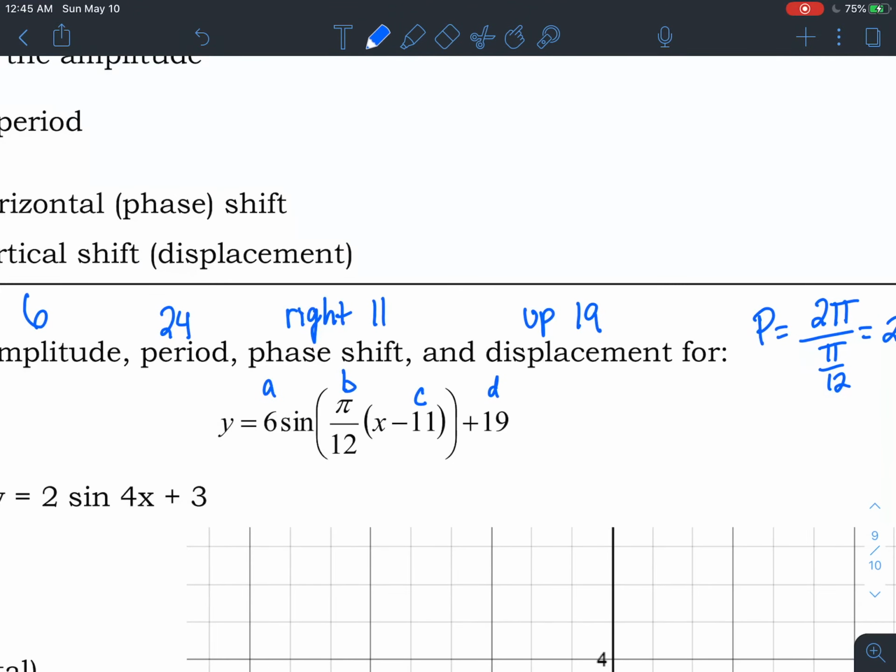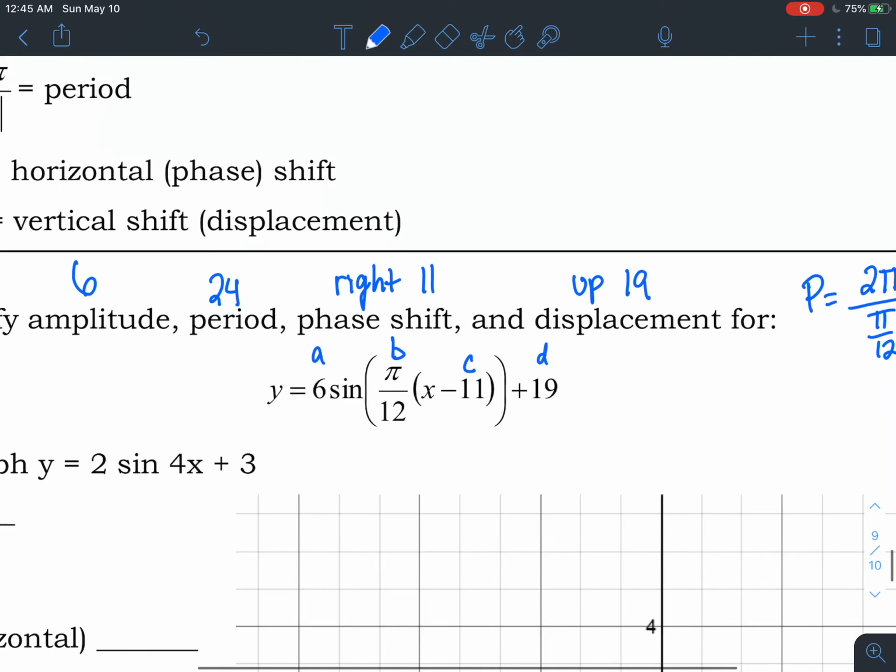So then from there, if I was going to graph something like this, which is super ugly, I would start by putting the start of my graph first. What's usually 0, 0 would actually be 11, 19. Because again, right 11, up 19, that's the start of my wave. My amplitude is 6, and my period is 24.